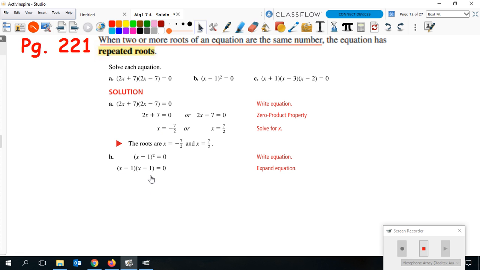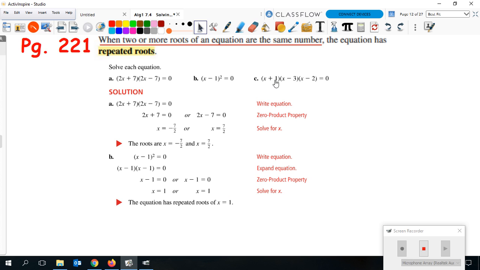And so you're going to get 1 twice. You're going to get x equals 1 and x equals 1. You don't need to say it twice. You just need to say the answer really just once. So the equation has repeated roots of just x equals 1. And so that's what a repeated root is.